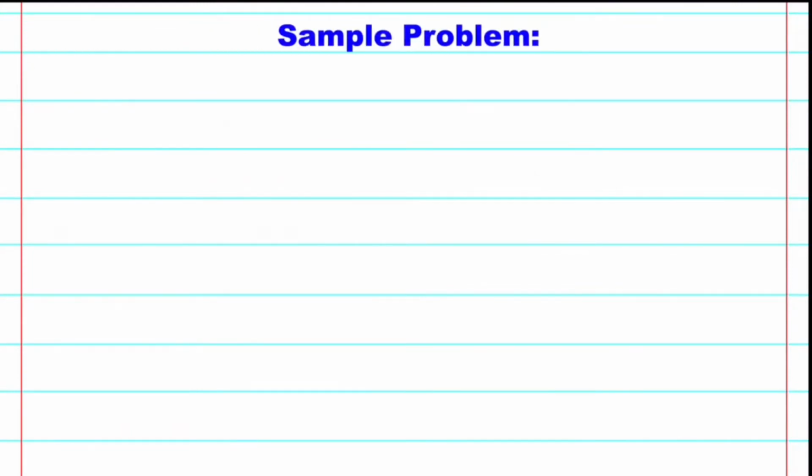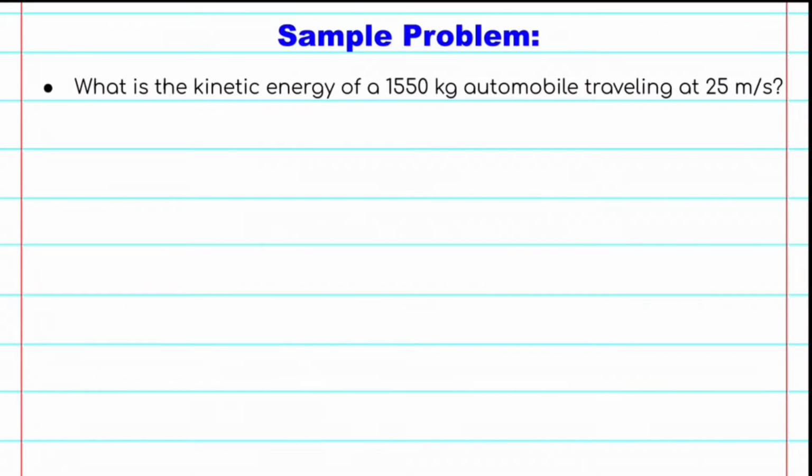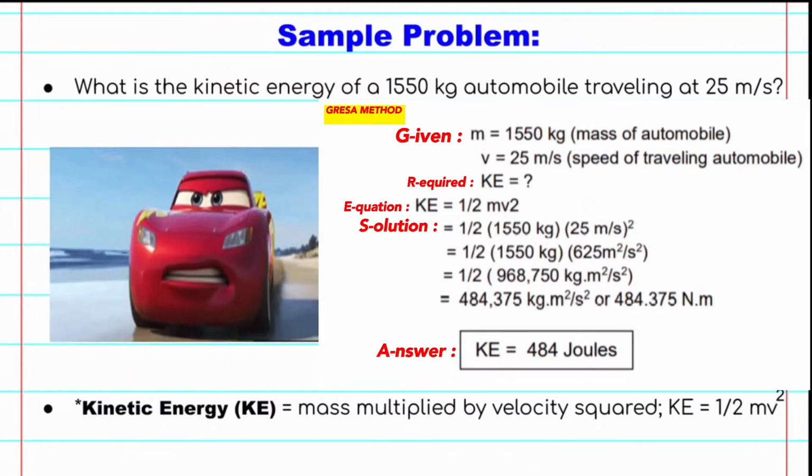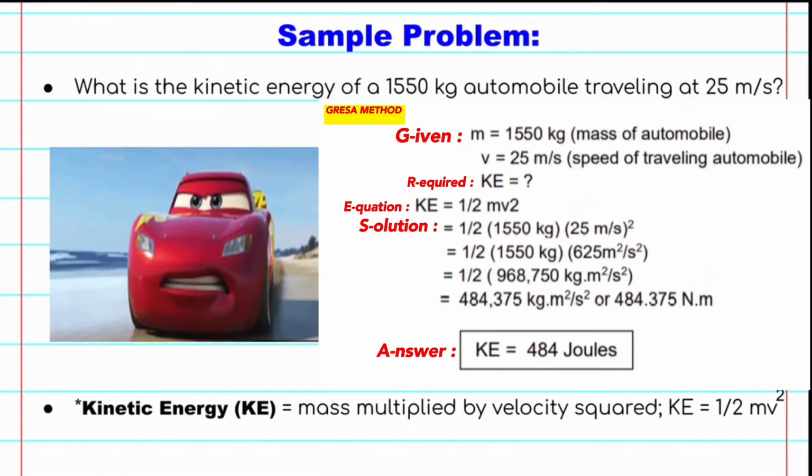Using the GRESA method, let's try to answer this sample problem. What is the kinetic energy of a 1,550 kilogram automobile traveling at 25 meter per second? Take note that kinetic energy is equal to 1/2 times mass times velocity squared. Applying the GRESA method, let's identify G, which is the given. So here we have mass equal to 1,550 kilogram, which is the mass of the automobile. v is the velocity or speed, which is 25 meter per second.